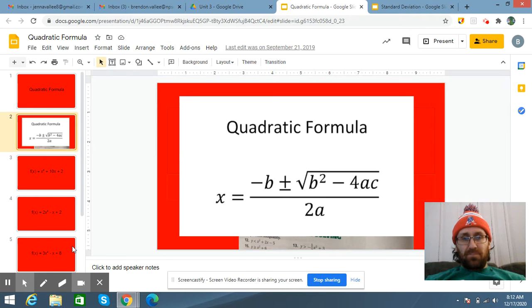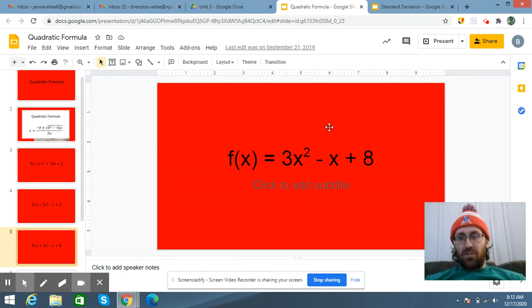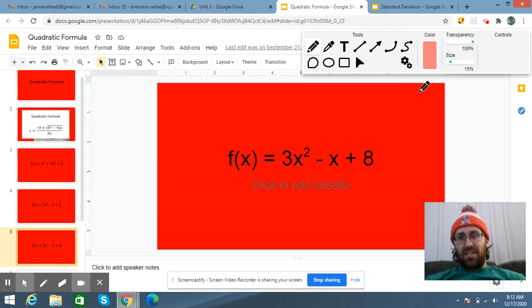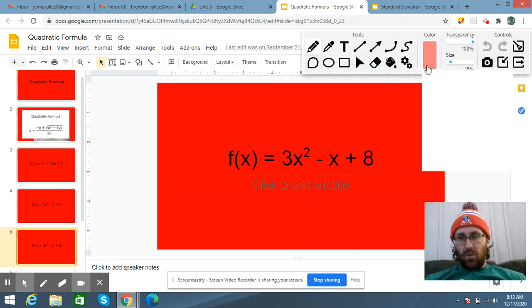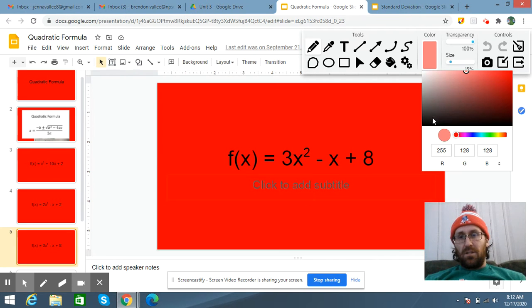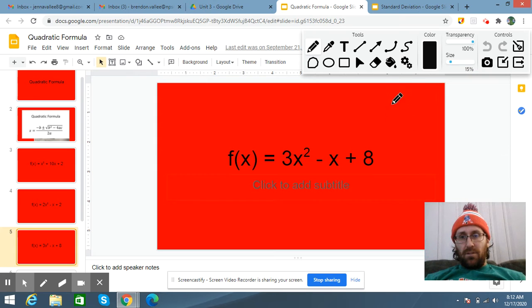So if you have a quadratic function, okay, and you want to find the roots, again, that's where it crosses the x-axis, also called the zeros, the x-intercepts. Okay, so if you have a quadratic, again, you're trying to find the roots here. We've done that with factoring. We've done that with completing the square. Now we're going to use the quadratic formula.